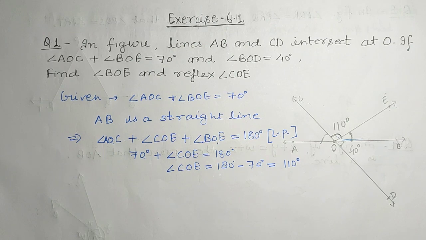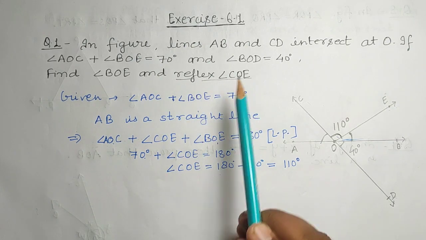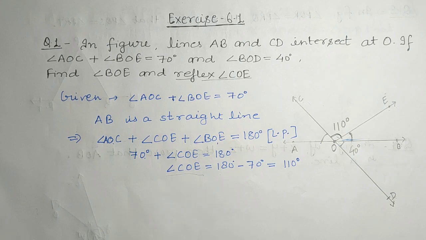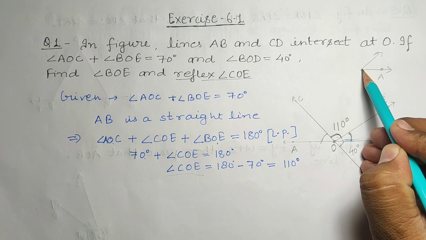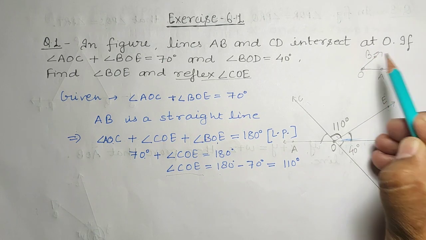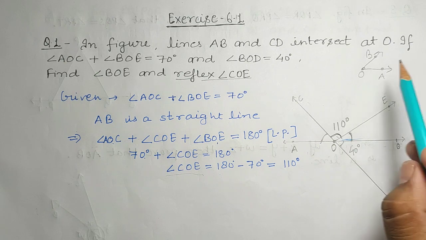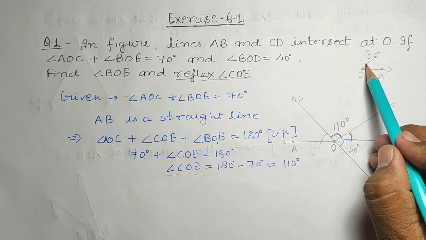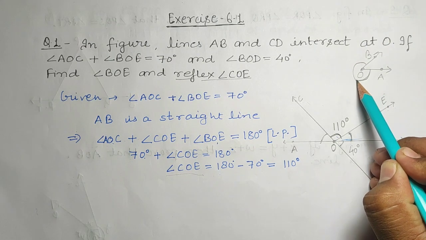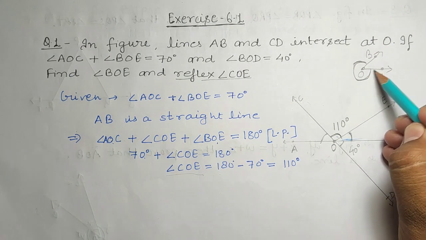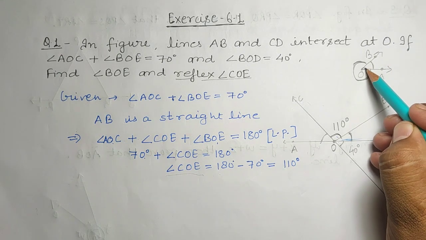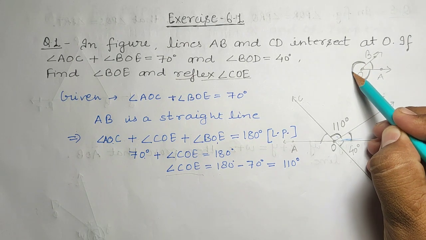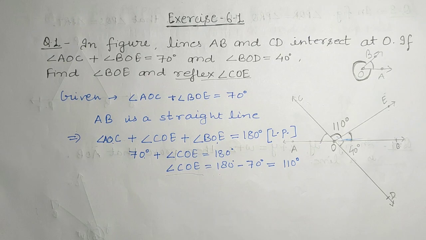Now see, students, it is asked reflex of COE, not angle COE. So how will we find reflex of any angle? See, suppose there is angle AOB. If someone asks what is reflex of AOB, reflex of AOB means this part. If someone says angle AOB, then angle AOB is this part. But if someone says reflex of angle AOB, it means this part. This part is the reflex of any angle.